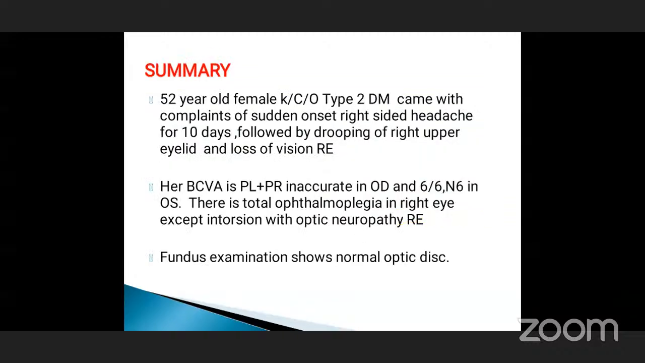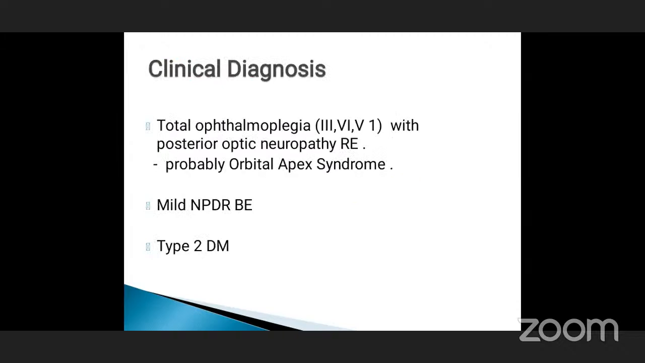Okay. Coming to summary, a 52-year-old female, known case of type 2 diabetes mellitus, came with complaints of sudden onset right-sided headache for 10 days, followed by drooping of right upper lid and loss of vision in the right eye. Her best corrected visual acuity is perception of light with inaccurate projection of rays in the right eye and 6/6 in left eye. And there is total ophthalmoplegia in right eye except intorsion, with optic neuropathy right eye. Fundus examination shows normal optic disc. So the clinical diagnosis is total ophthalmoplegia with posterior optic neuropathy right eye, probably orbital apex syndrome, with mild NPDR both eyes and type 2 diabetes mellitus.